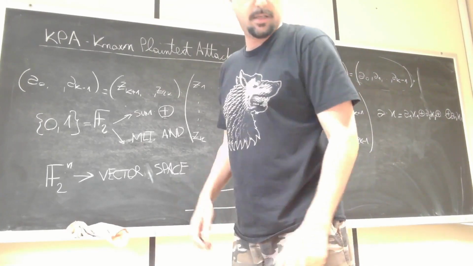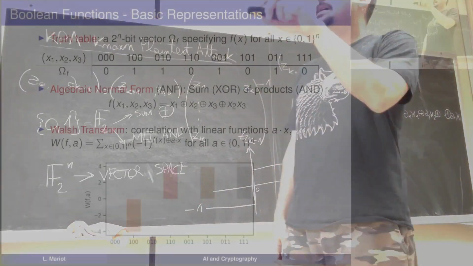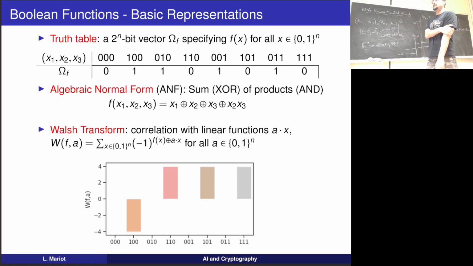So what you see in this formula is a sum over all possible vectors x of this correlation, which is done in the bipolar domain, so in -1 and +1. That is the reason why we compute -1 to the power of this exponent. The exponent is the XOR of the value of the function computed over that particular input x and the scalar product a dot x. And we do this for all possible a, so for all 2 to the power of n linear functions.